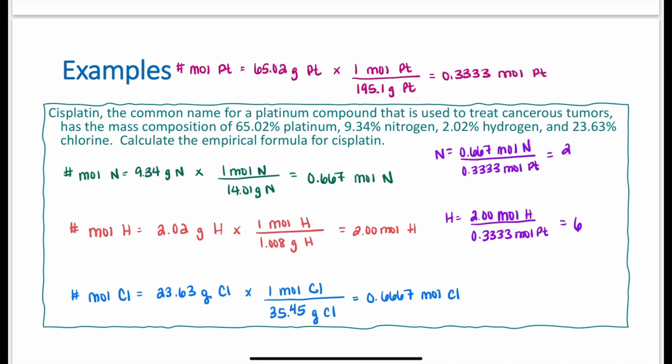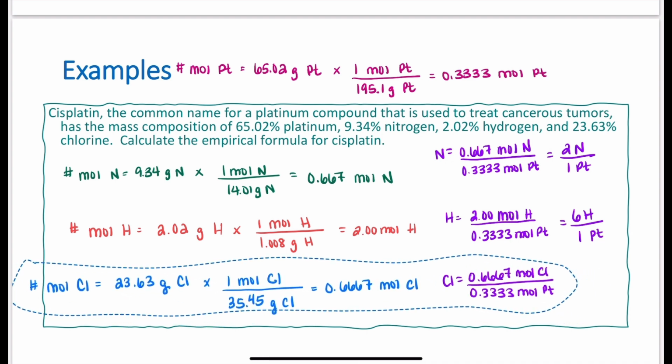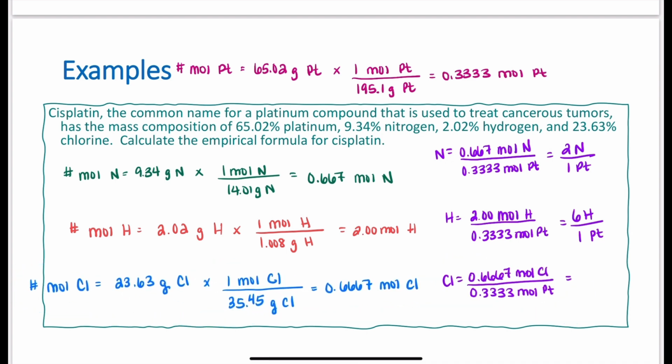Again, what does that mean? That means 2 nitrogen to every 1 platinum, 6 hydrogen to every 1 platinum, and chlorine, 0.6667 moles of chlorine to 0.3333 moles of platinum. Gives me an answer of 2, but what does that mean? That means 2 chlorines for every 1 platinum.